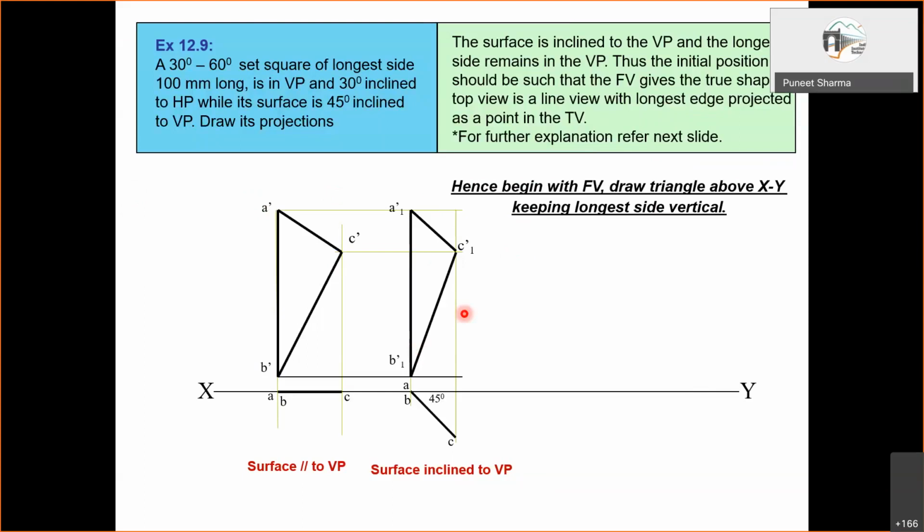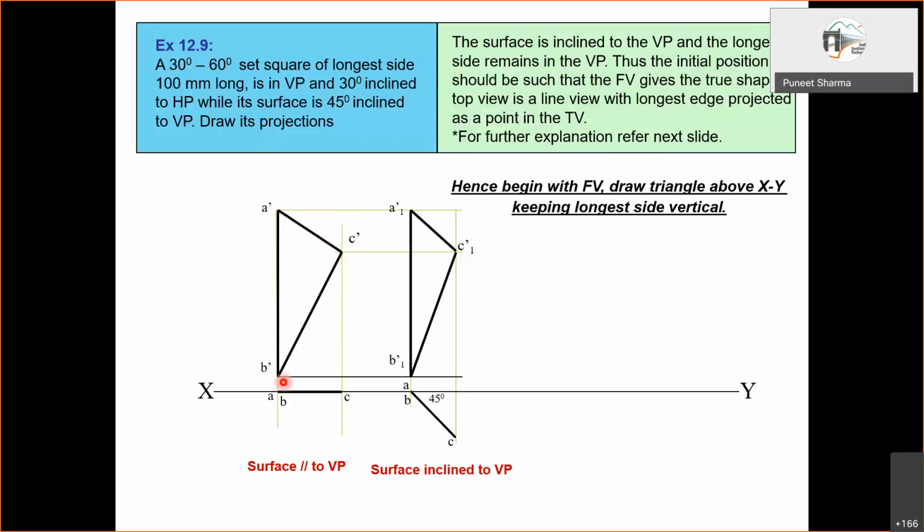right? Here, in the first position, we ensured to obtain the true shape, because if we don't have the true shape visible in any of the views, with this given information, we won't be able to draw this, right? Here, you simply draw this 100 mm line, a 30-degree line from here, a 60-degree line from here, and you look at C dash, and the triangle is complete. That is the first step.